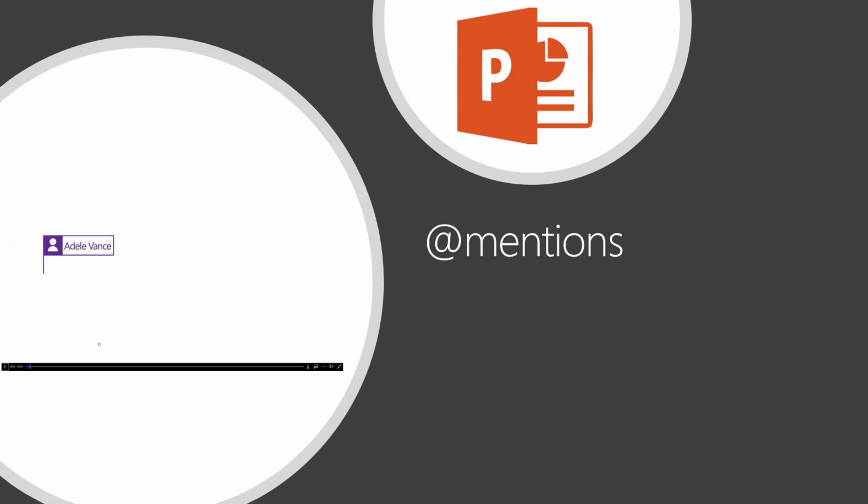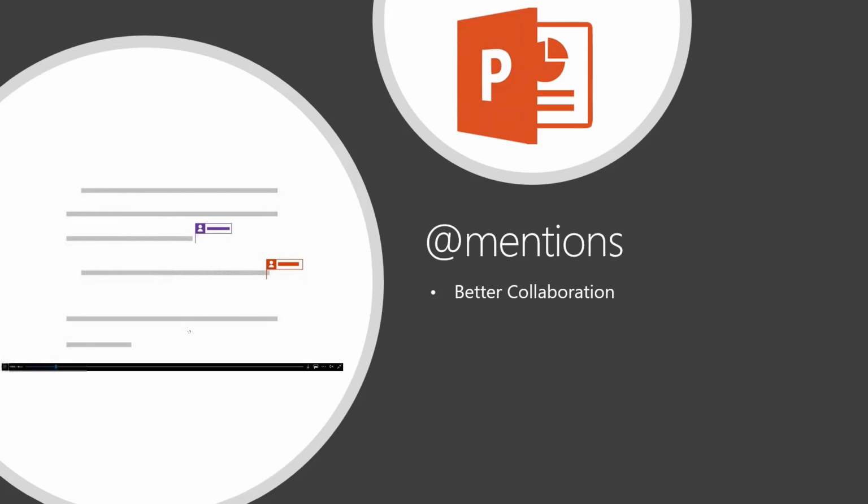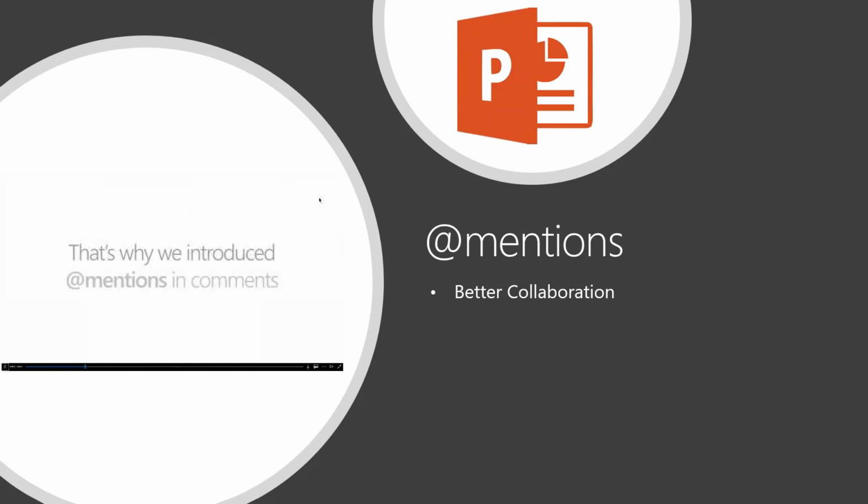@Mentions. @Mentions is a functionality that's designed to provide better collaboration and participation on documents. So in this particular case, we're using PowerPoint, but it is available in Word and Excel and so forth. So when you comment on a document or a presentation or a spreadsheet and you use the @ sign with someone's name, the person you mentioned receives mail with a link to your comment.